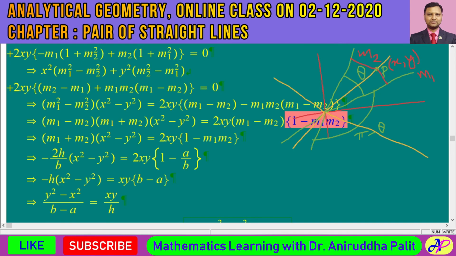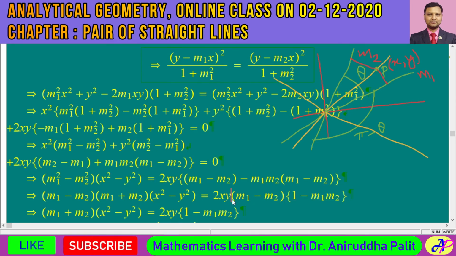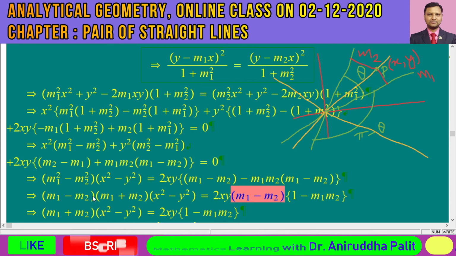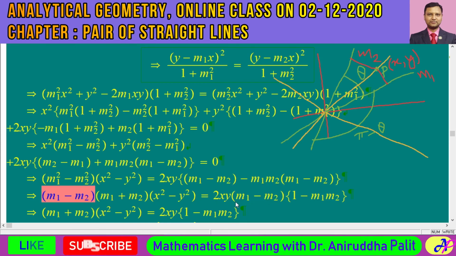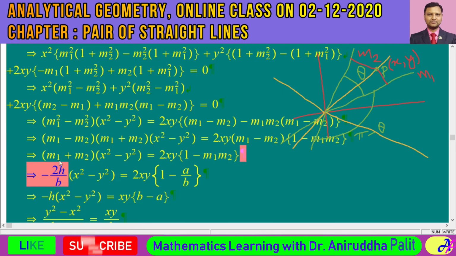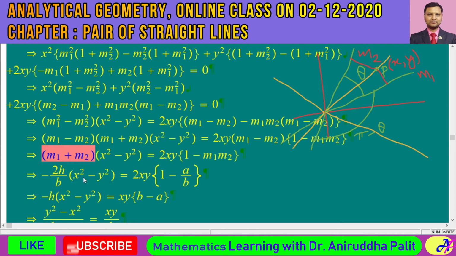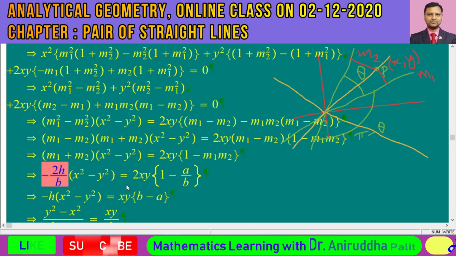That means m1 should not be equal to m2. So if m1 is not equal to m2, we can cancel this m1 minus m2 from both sides. And then after cancellation, we shall have this type of expression. And afterwards we are just putting the values of m1 plus m2, that is actually minus twice h by b, and m1 m2 is equal to a by b.